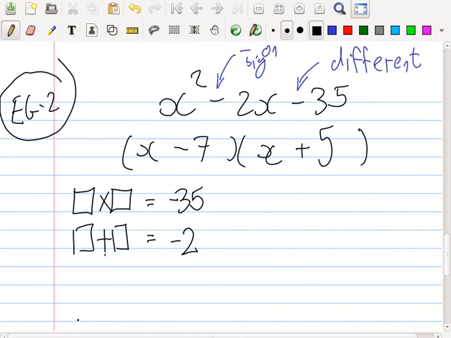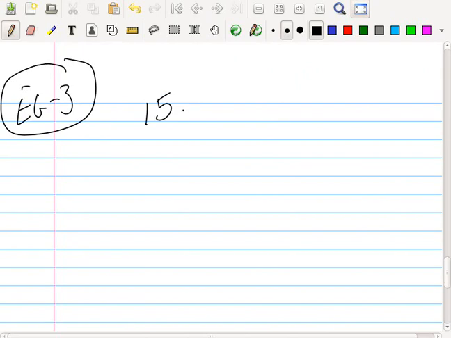So in my next example, I'm going to make it a little bit different by putting an A in front. And this actually makes it a bit more annoying to do because now you have to consider the A as well as these two numbers here. So, for example, example 3, 15x squared plus 38x plus 24.